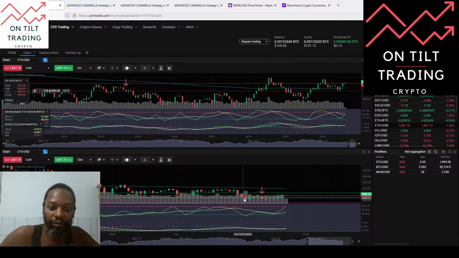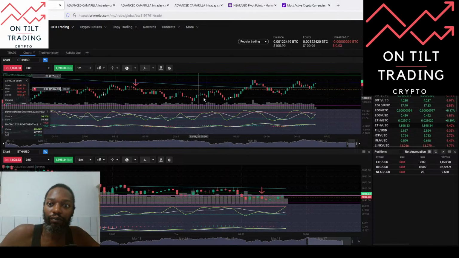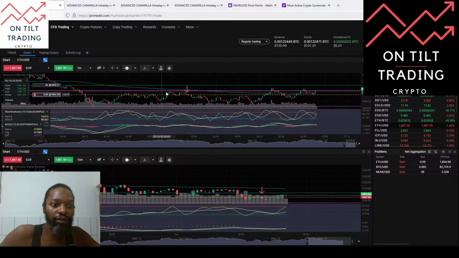So my stop's up here above this candle right here, this 4 a.m. candle. You can see it up here as well. This is the level here.